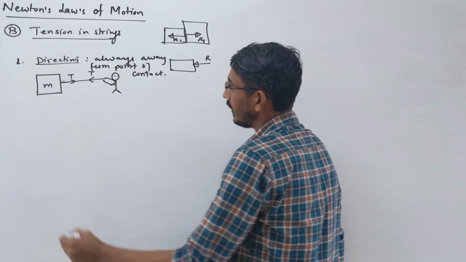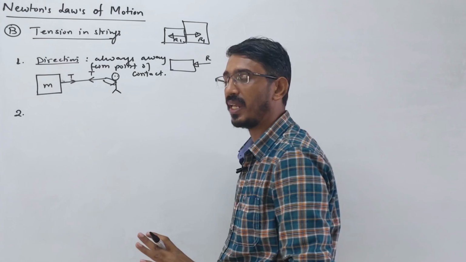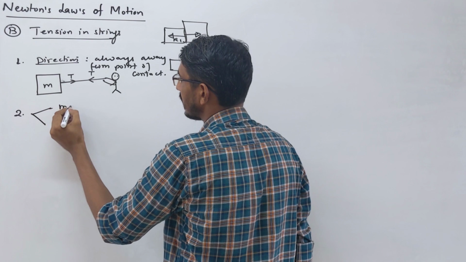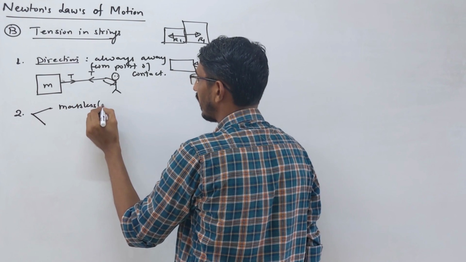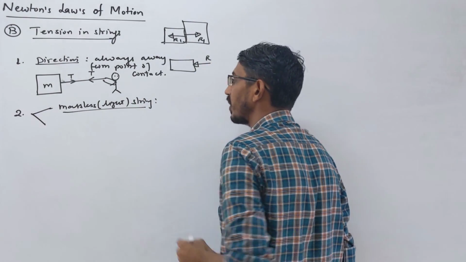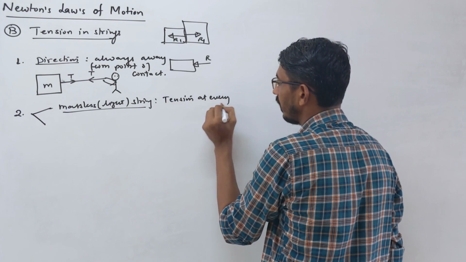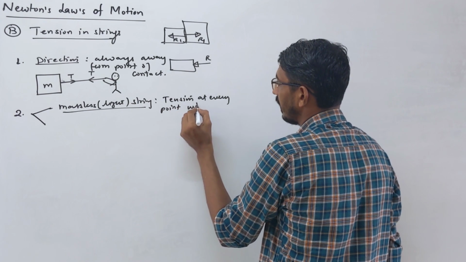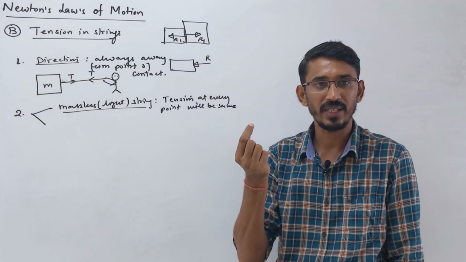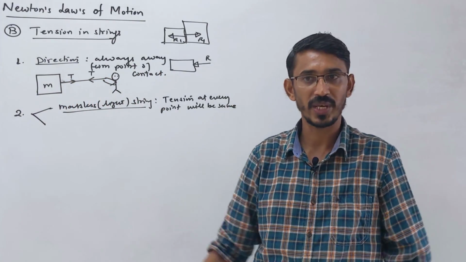Now the second point: this tension may be the same in a rope everywhere or may be varying. It depends upon what type of rope we have. So two possibilities we have. If it is a massless, or you call it light, string, then the tension at every point will be the same. Suppose this string is massless or very, very light, with negligible mass, then the tension at this point, that point, any point you talk about, on the full string, will be the same.